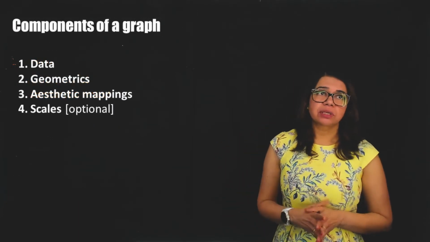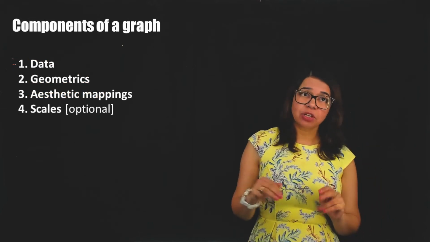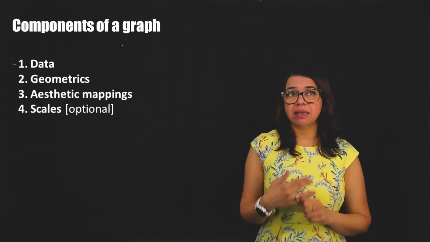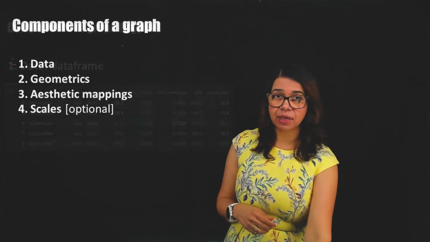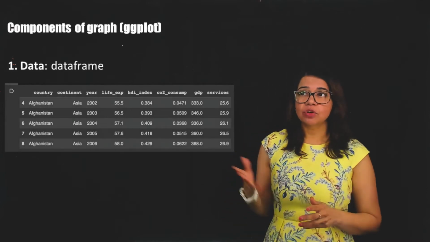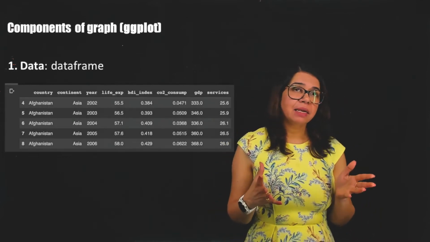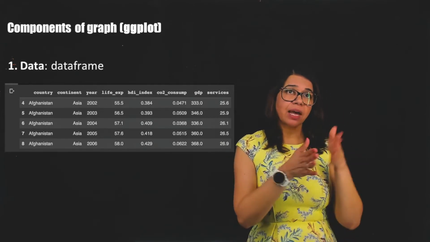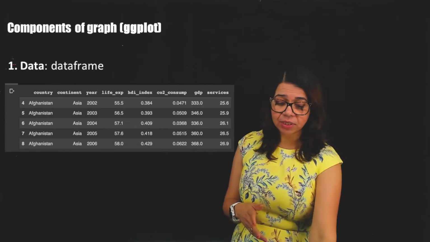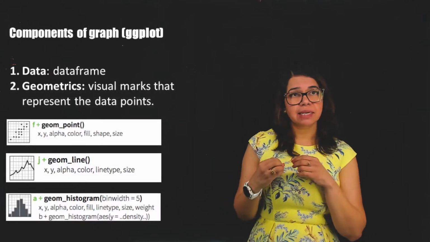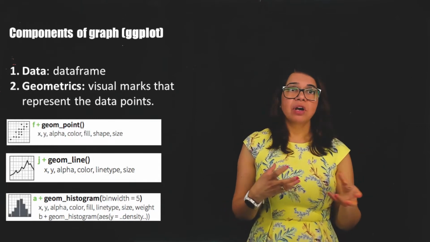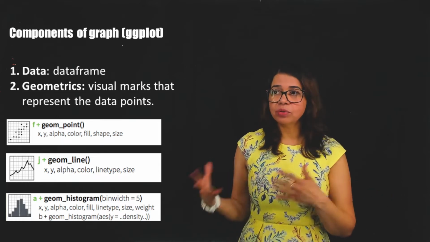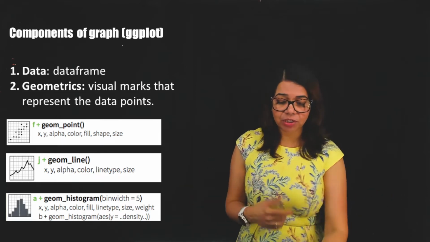The ggplot graph is made of two essential components. So one is data, geometric object, and aesthetics, and then there are some optional components. Let's look at them one by one. Obviously, data has to be organized in a tabular form, in a data frame where you have observations as rows and variables as columns. Then you want to see how to plot these data points onto a graph. So do you want a scatter plot or a line plot or a bar plot and so on? That comes under geometric objects.